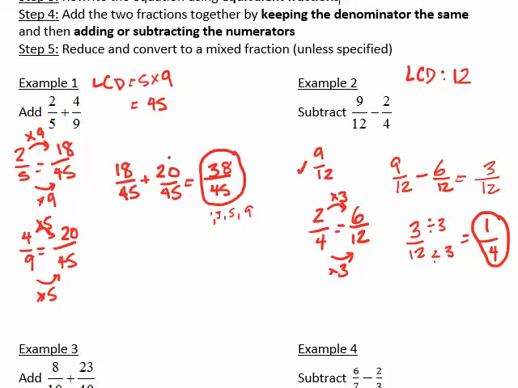Step 3 was to rewrite it. So we rewrote both problems already, the equations. Step 4 is to add as normal or to subtract as normal. So remember, I keep the denominators the same, and I add or subtract the numerators. And the last step, step 5, is to reduce and convert to a mixed fraction if I need to. So in this case, there's no reducing in example 1, and there is reducing in example 2.